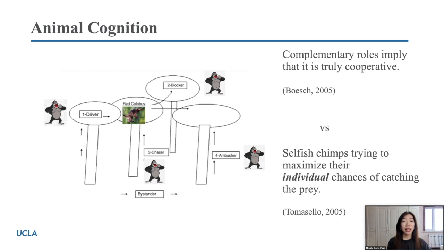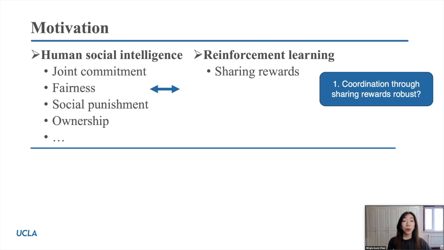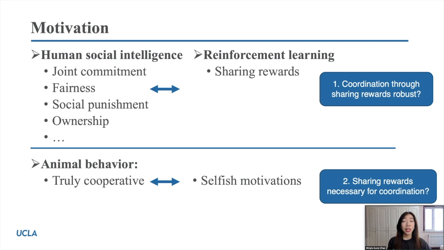Furthermore, we're interested in the idea of sharing rewards from an animal cognition perspective. Some studies claim that chimpanzees play complementary roles during coordination, which shows that they're truly cooperative. However, other studies argue that chimpanzees can still display this behavior even if they work only for selfish interests. With this debate, we're interested in whether sharing rewards is necessary for coordination.